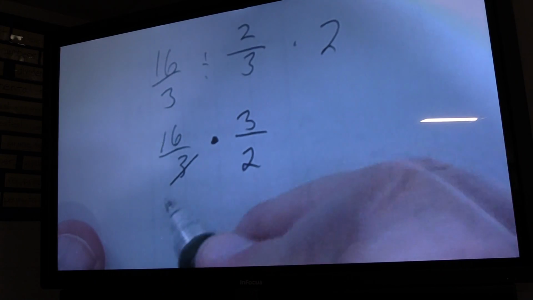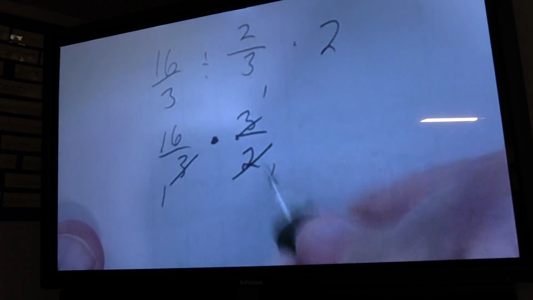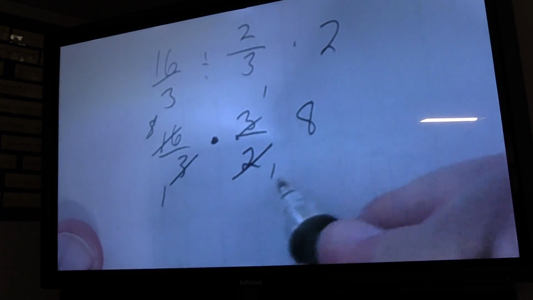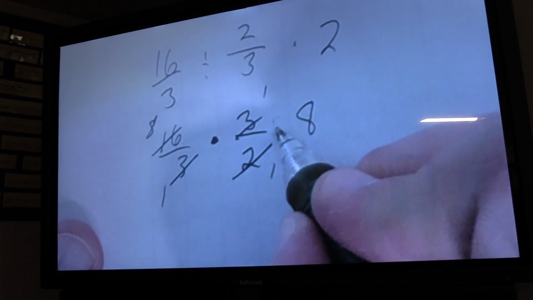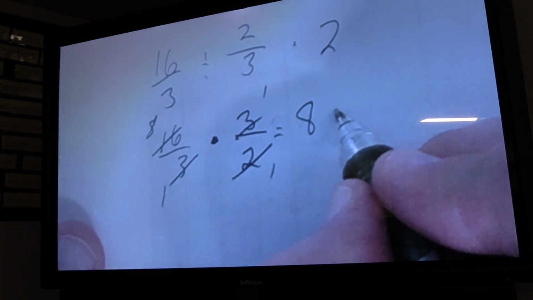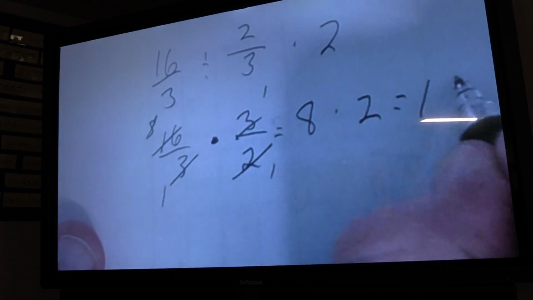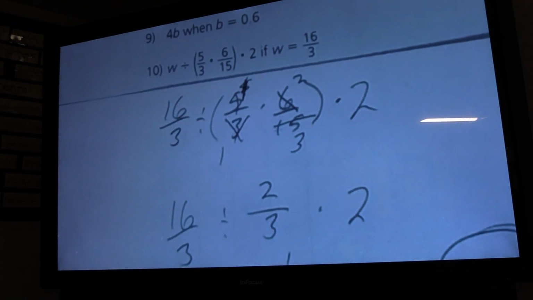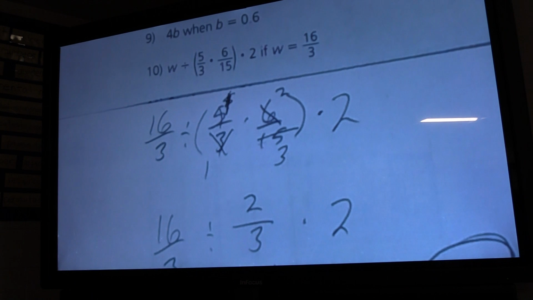Once again, I'm going to do a little cross canceling. 8 times 1 is 8. 1 times 1 is 1. So it's essentially just going to be 8. So 16/3 times 3 halves is equal to 8. 8 times 2 is going to give us 16. So our final answer for this item, number 10, if W is equal to 16/3, then our answer is going to be 16. Our final answer for number 10 is 16.